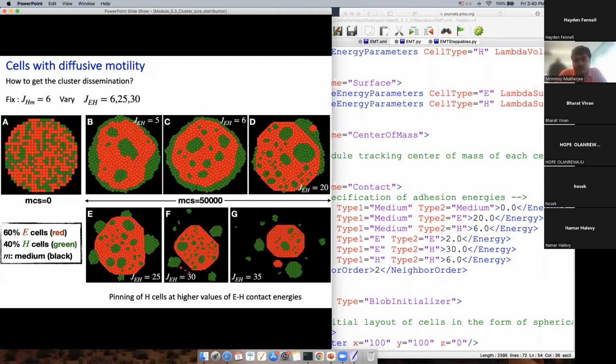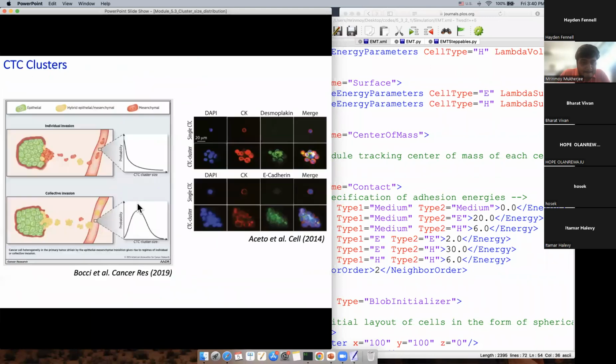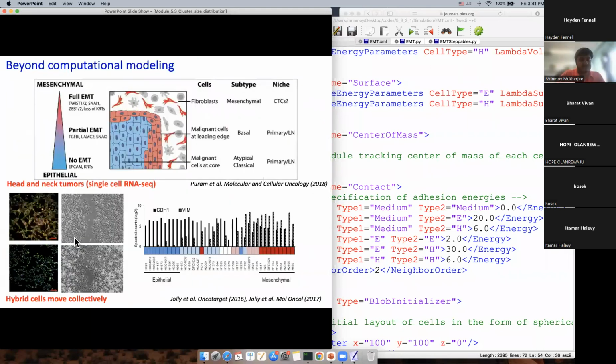So if you remember from our introduction slides, biological cells have some kind of intrinsic motility. They are like active matter. So you need to put extra energy to move them. And another thing also, if you remember the scratch assay experiment, these hybrid cells really move collectively. So we have to incorporate some kind of motility in the hybrid cells, which can incorporate this collective behavior.